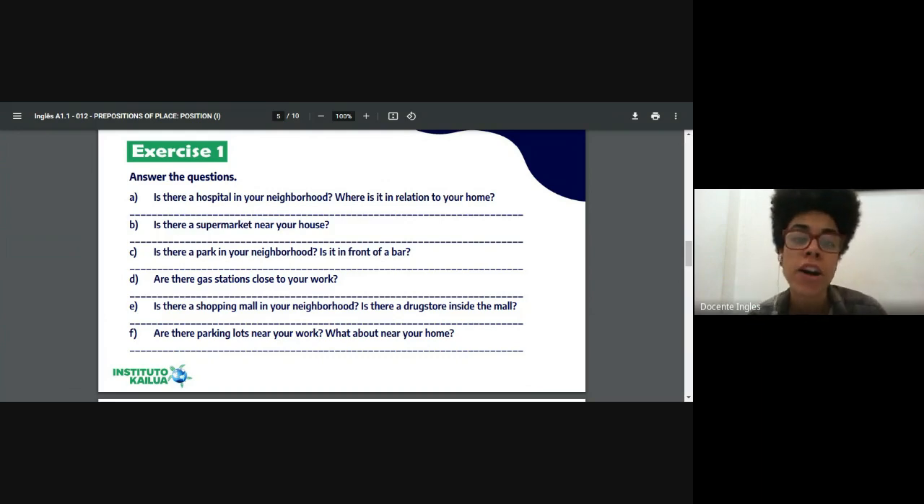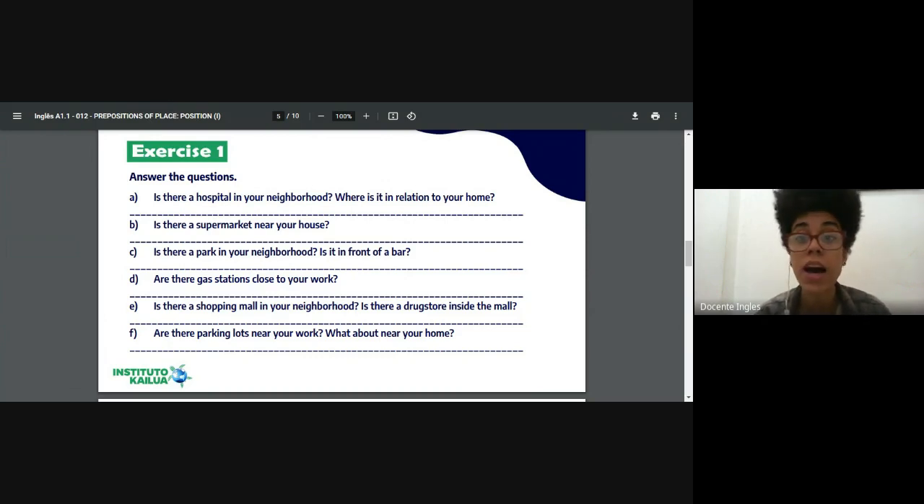C: Is there a park in your neighborhood? Is it in front of a bar? So again, try to pretend, try to invent in case you don't really have those places near your house, all right? Letter D, are there gas stations close to your work? E, is there a shopping mall in your neighborhood? Is there a drugstore inside the mall? Are there parking lots near your work? What about near your home?